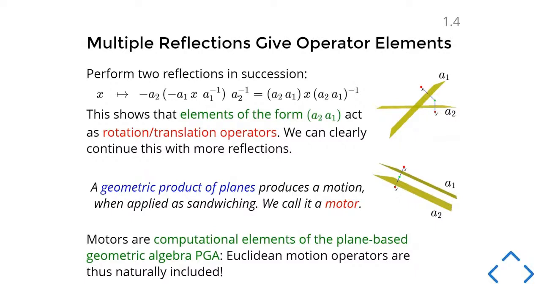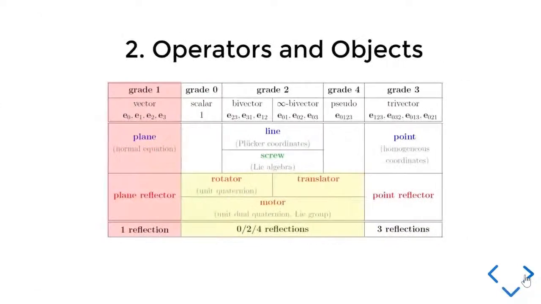These are, of course, going to be our basic motions when we do Euclidean motions. And we're going to combine them. It's good to have a name for them. We call them a motor because they move things. Motors are the computational elements of the plane-based geometric algebra. Right? And so we don't have objects yet, but at least we have general motions of a Euclidean kind.